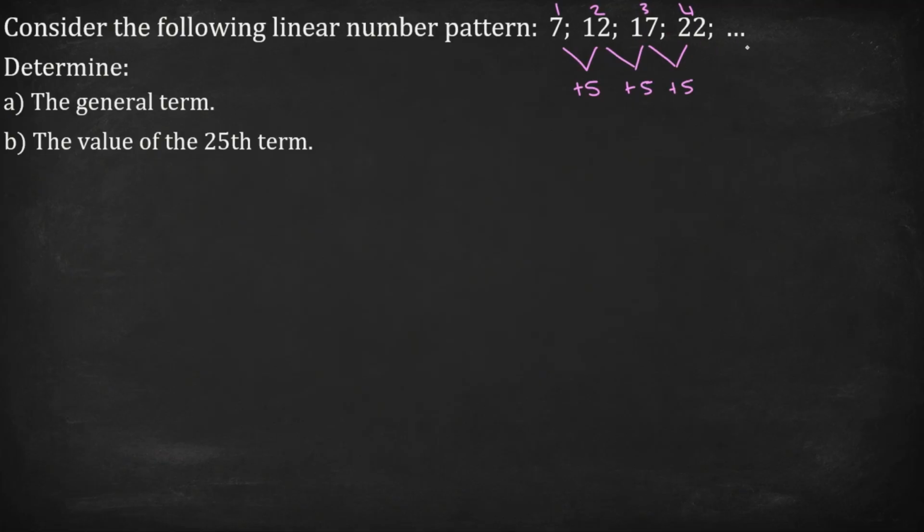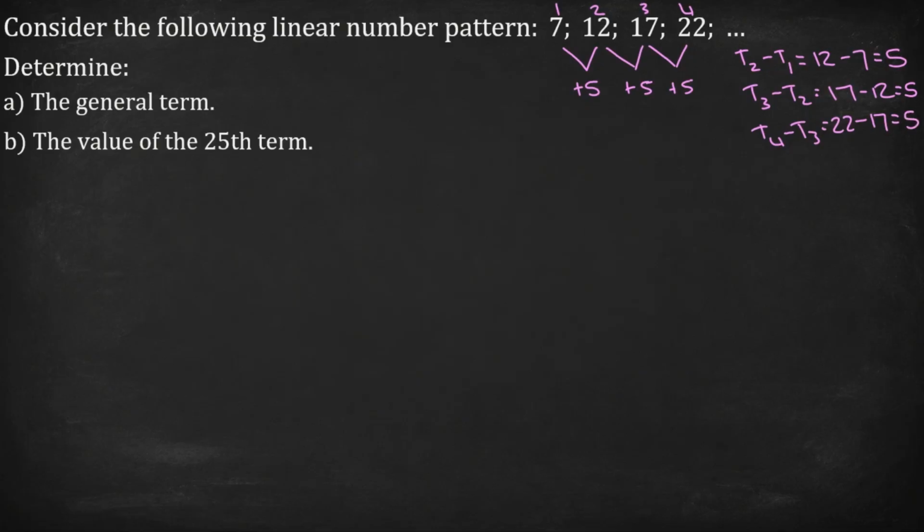Remember, you can also subtract if you want to. You can say T2 minus T1 equals 12 minus 7, and that will give you 5. And you can say T3 minus T2 equals 17 minus 12, and that equals 5. And T4 minus T3 equals 22 minus 17, and that is 5. So do you notice that we have a constant difference between the terms? That does make it a linear number pattern, just like they said.